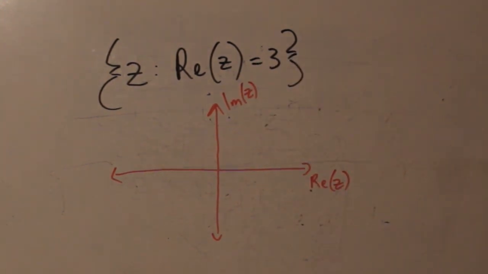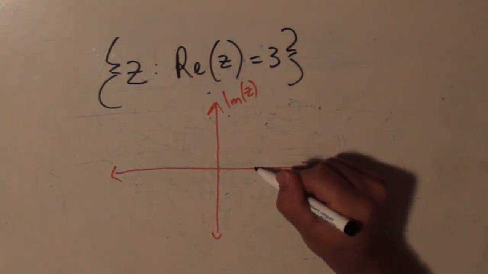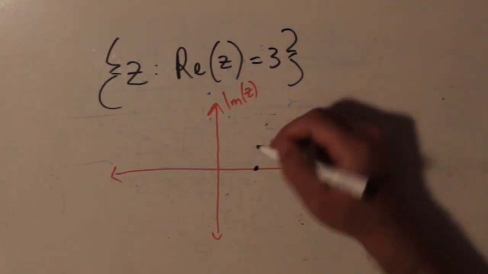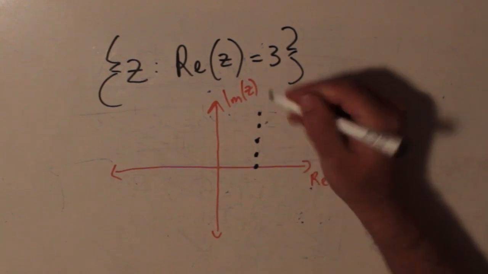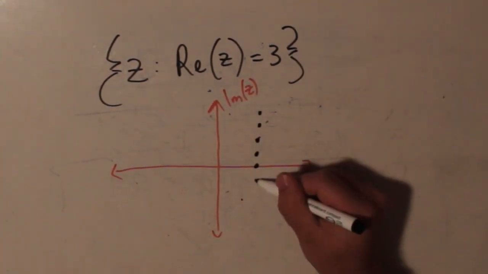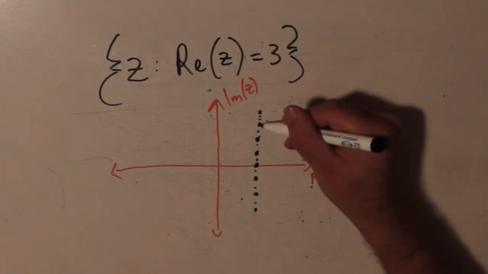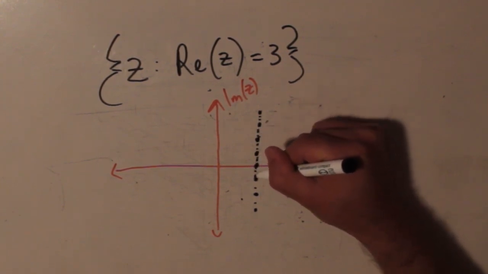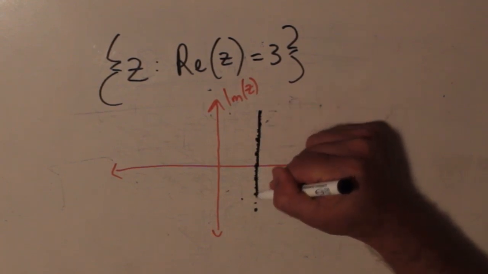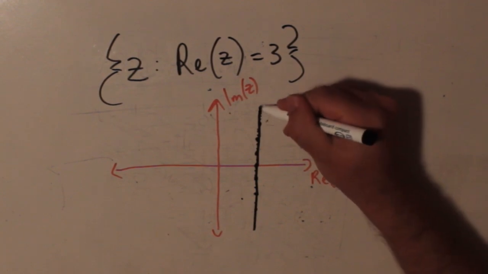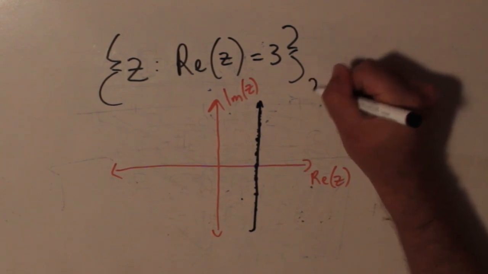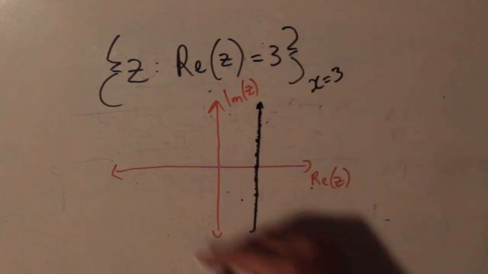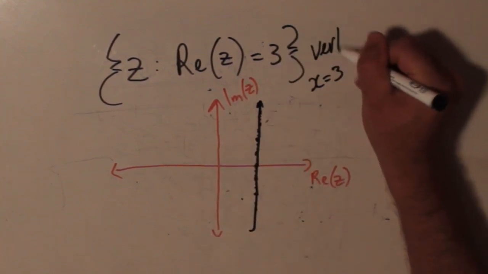Okay, so if the real part is equal to 3, what do we have? Well, let's look at an example. We've got 3 plus 0i right here, and we've got 3 plus 1i, 3 plus 2i. The real part is always equal to 3, so these are part of the set. We could have 3 minus i, 3 minus 2i, and all the numbers in between as well. We can see where this is going. Every number that lies on this line belongs to this set. So this set has a Cartesian equation of x equals 3. We get a vertical line.